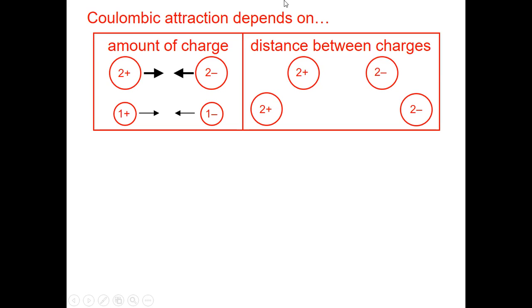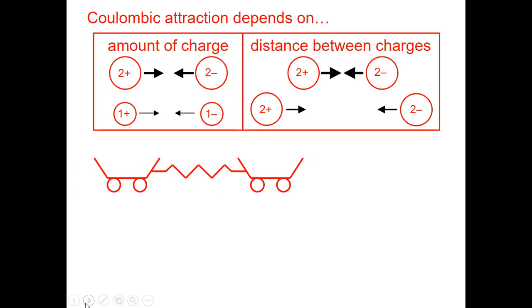The other thing that affects the attraction between positive and negative charges is the distance between them. Think about if the distance is very small, as in the top picture, they're going to be attracted very strongly. If the distance is very large, as in the bottom picture, they're going to be attracted very weakly.